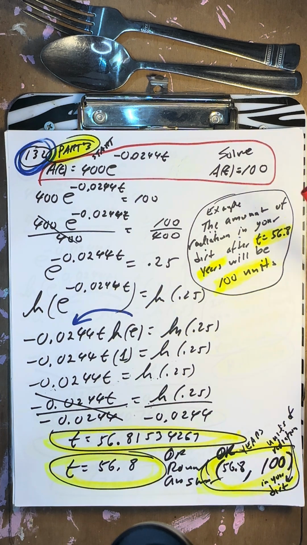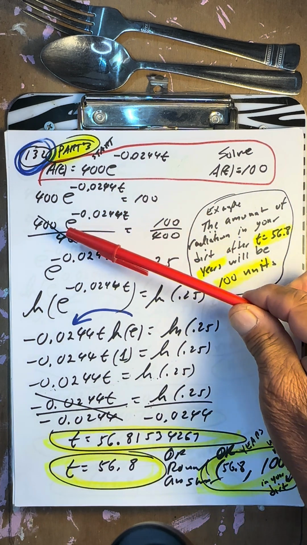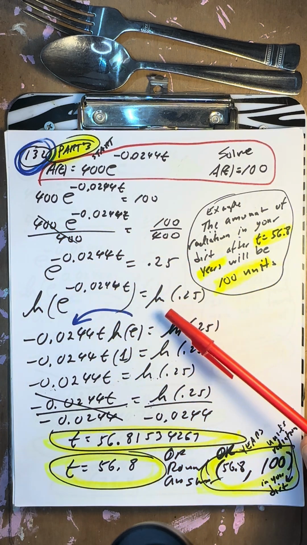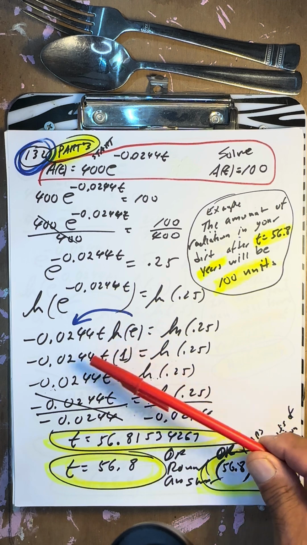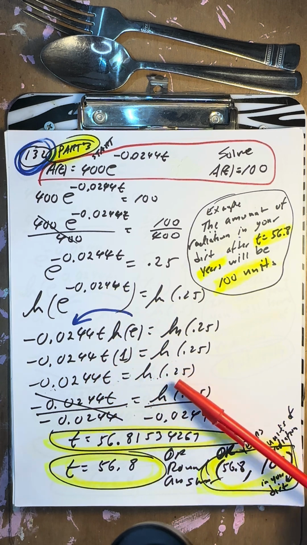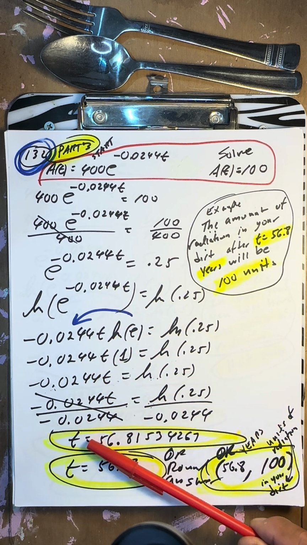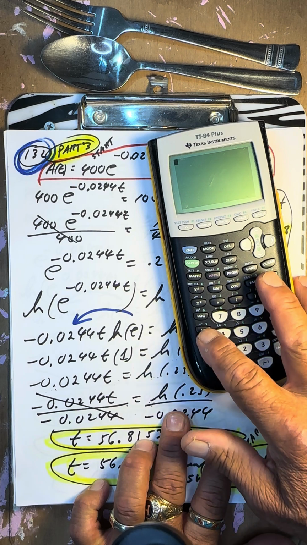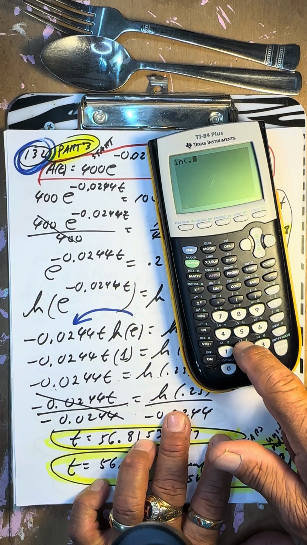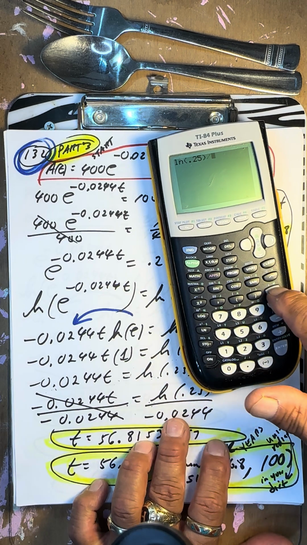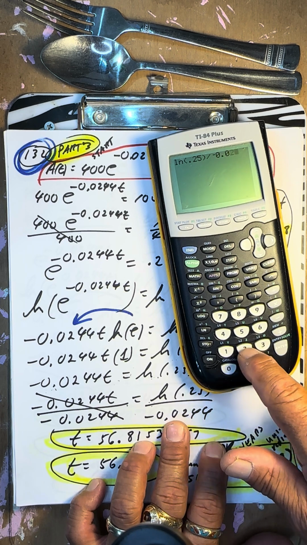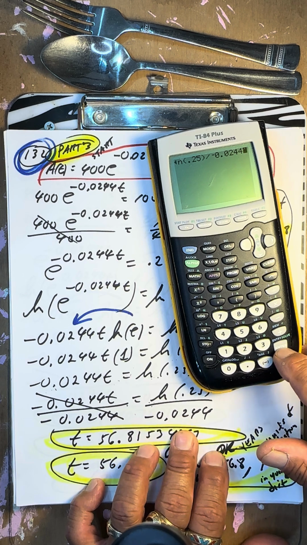When is it going to be 100? Set that equal to 100, divide by 400, 0.25, ln. These numbers go to the front. Now ln of e is 1. 1 times that is this. So ln 0.25 divided by this number is this. Is that right? Calculator? Sure, let's put it in the calculator. So we have ln 0.25, close it, divided by negative 0.0244, enter.